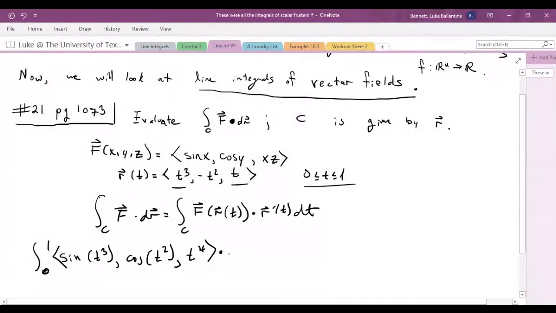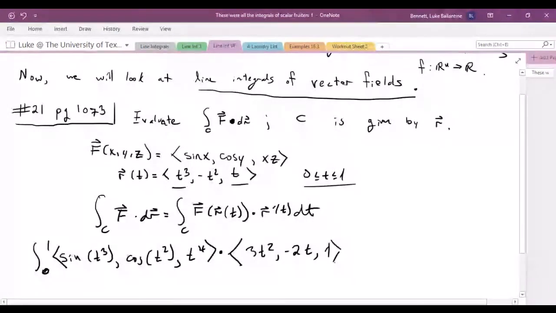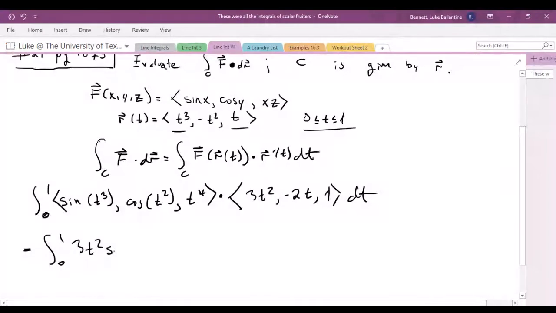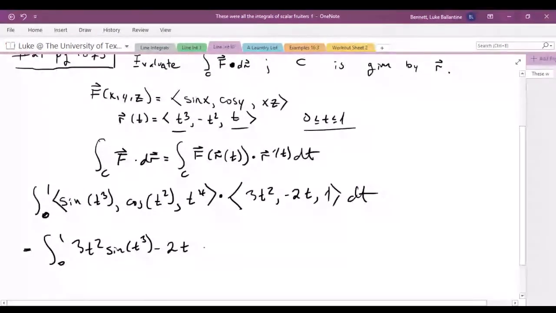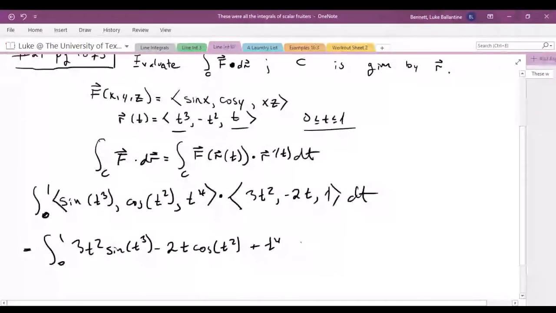Now taking the dot product of r prime, that's 3t squared, negative 2t, 1 dt. We can do that. So taking the dot product, component-wise multiplication, we have 3t squared sine of t cubed plus, well, actually that's a minus, 2t cosine t squared plus t to the fourth dt.